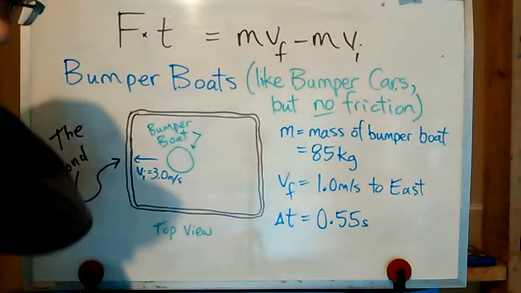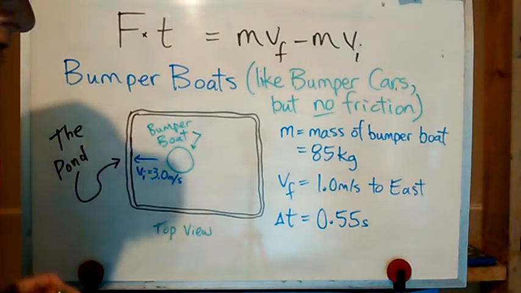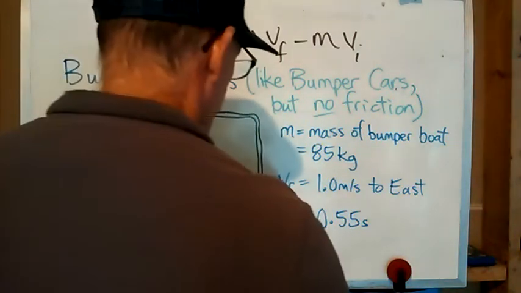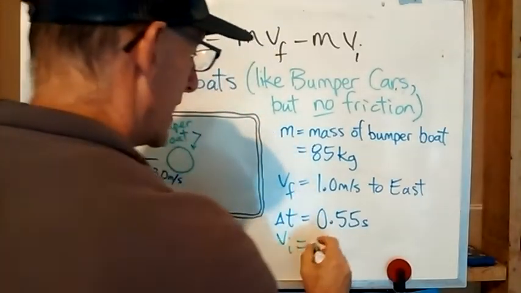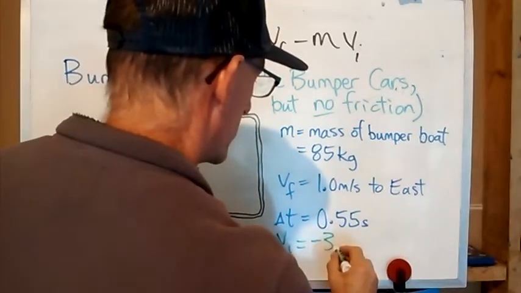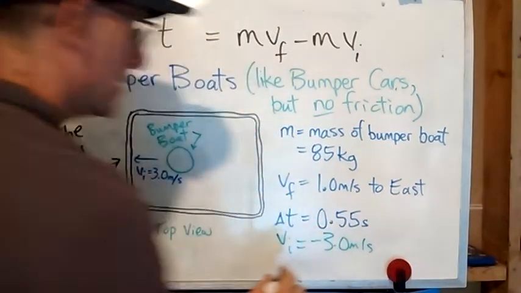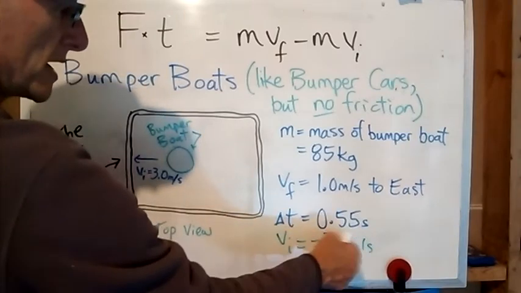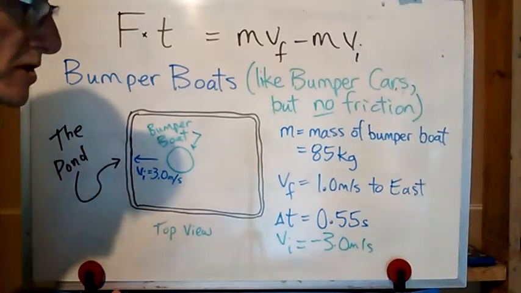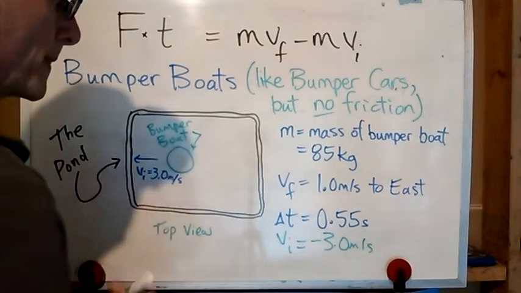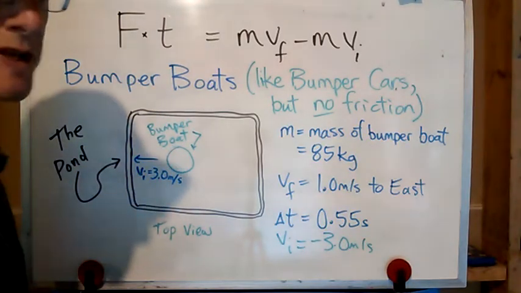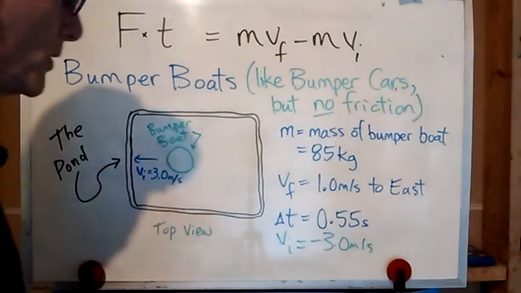You have to include negatives and direction in momentum because momentum is a vector. So vi in the equation has to be written as minus 3.0 meters per second, because that's to the west. You don't need to put to the east here because plus 1.0 meters per second means to the east. The time duration for the collision with the bumper was 0.55 seconds. The question would be, what is the force felt by the bumper boat?